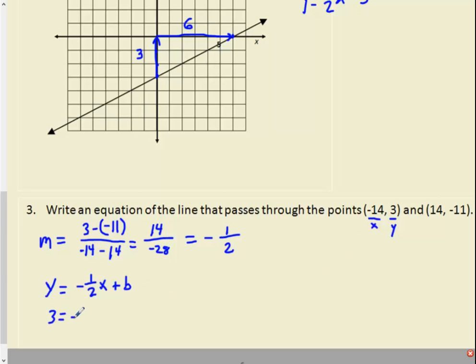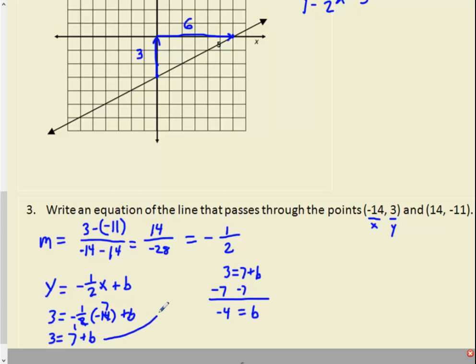So 3 is equal to negative 1/2 times x, which is negative 14, plus b. And then we want to solve for b. So we can simplify here. 3 is equal to negative 1/2 times negative 14. Well, 2 will go into 2 once. 2 will go into 14 7 times. So we have negative 1 times negative 7 is positive 7, plus b. So let me rewrite that over here. 3 equals 7 plus b. And to get b by itself, we want to subtract 7. That's a positive 7, so we subtract 7, and we get negative 4 is equal to b.